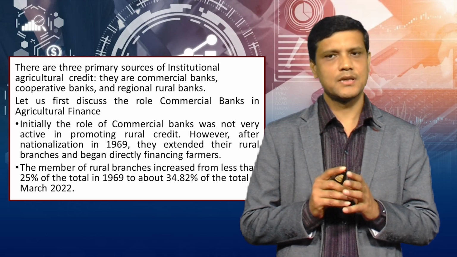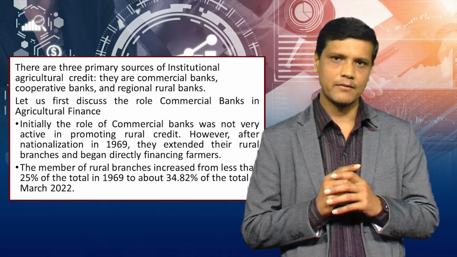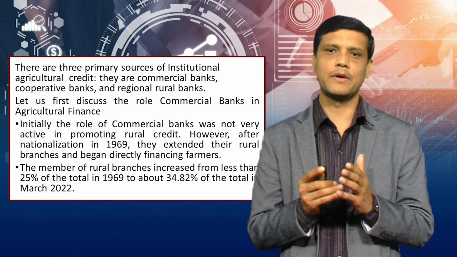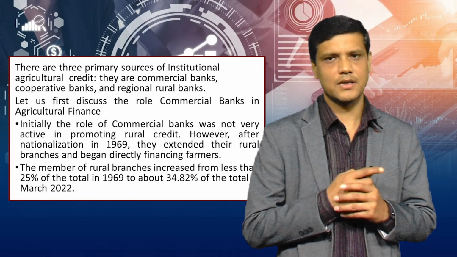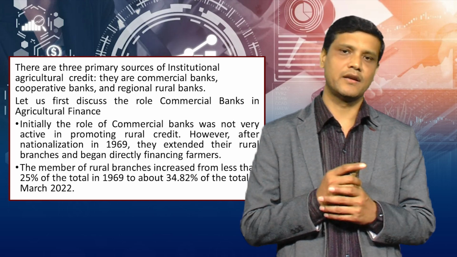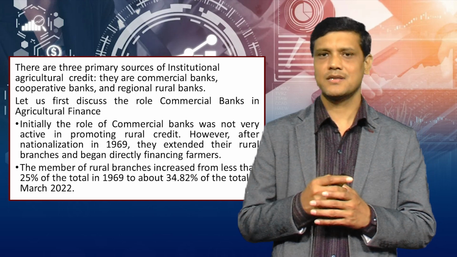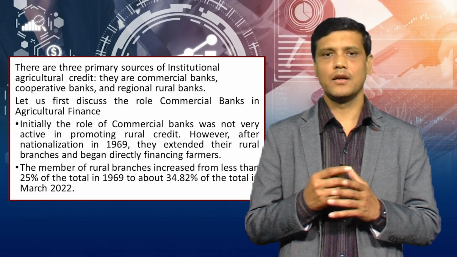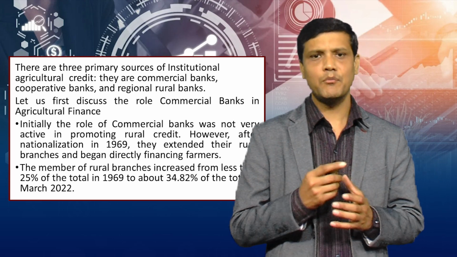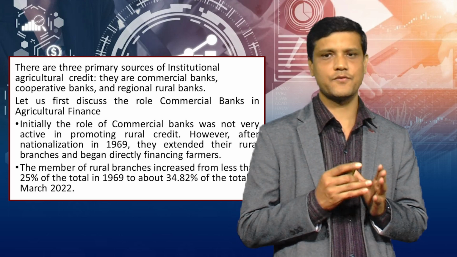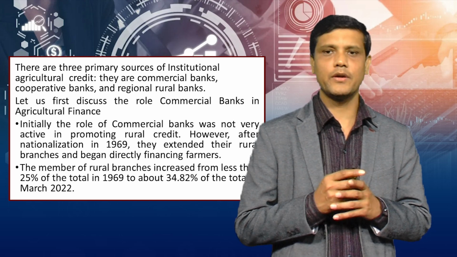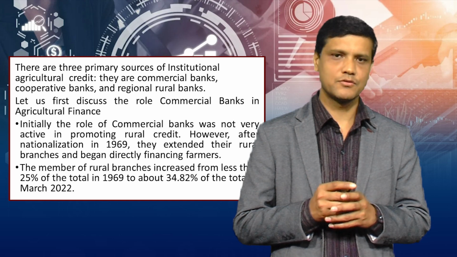Initially, the role of commercial banks was not very active in promoting rural credit. That is, after independence of the country, the commercial banks were reluctant to extend credit to the agriculture or rural sector. However, after nationalization of major commercial banks that started in 1969, the commercial banks started extending their rural branches and began directly financing the farmers. The number of rural branches of commercial banks increased from less than 25% of the total branches in 1969 to about 34.82% of the total bank branches in March 2022.